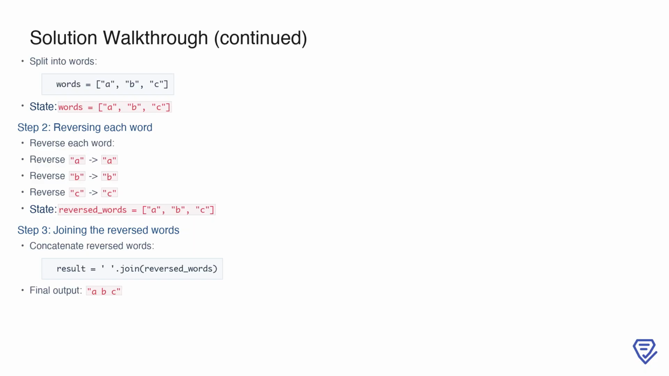To complete the solution, we use the join method to combine these words back into a single string. The final output is A B C, which matches the input string because reversing single character words doesn't alter them. This demonstrates that our solution handles edge cases like this effectively, ensuring the problem requirements are met in all scenarios.